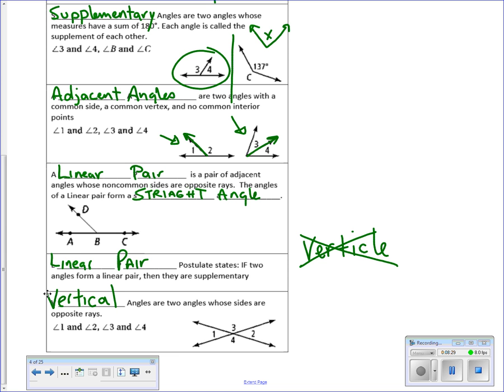Okay? And so a vertical angle pair, and this section is about these special angle pairs that we're dealing with. A vertical angle pair is just basically a pair of angles whose rays are opposite each other. Okay, so I'm going to look at the rays that make up angle 1. They're in green. Their opposite rays make up angle 2. I've done those in blue.